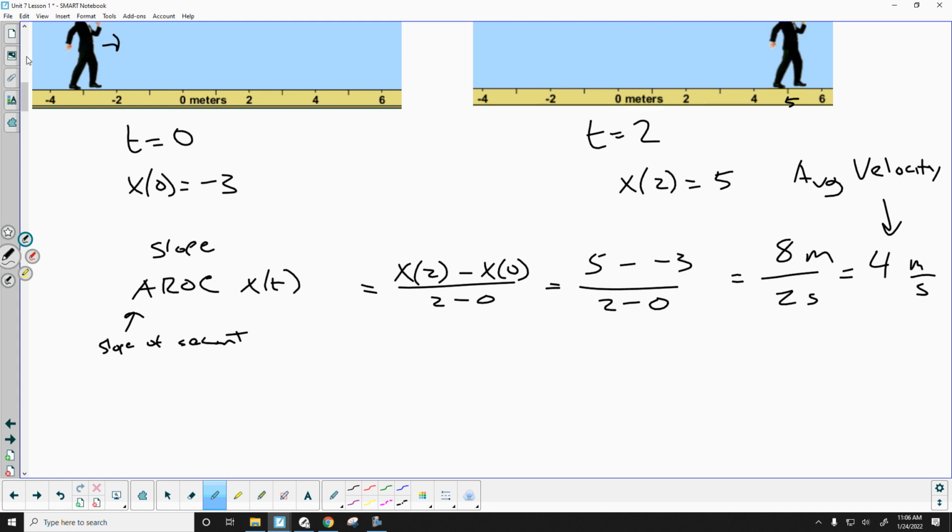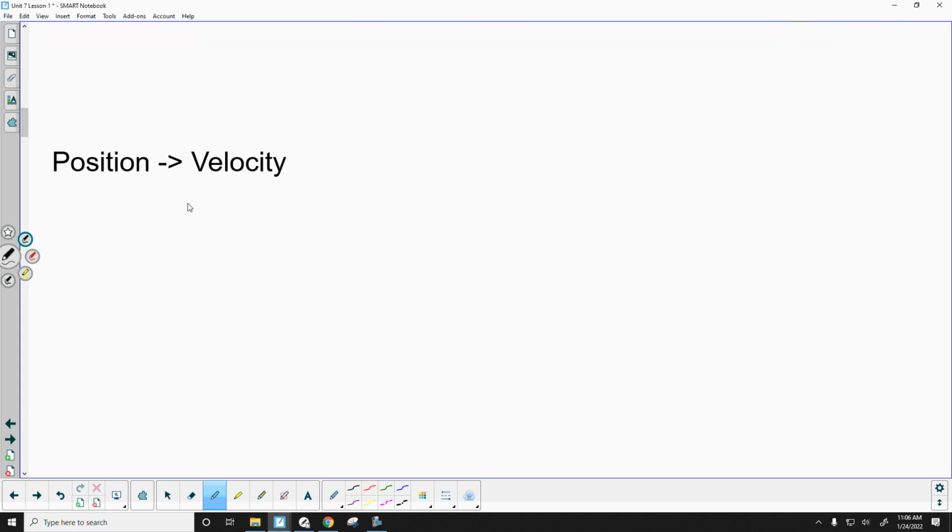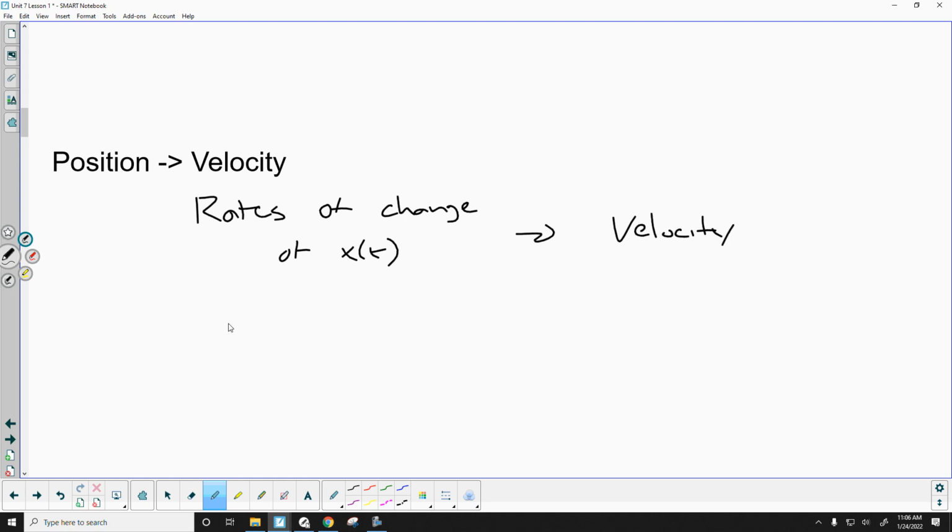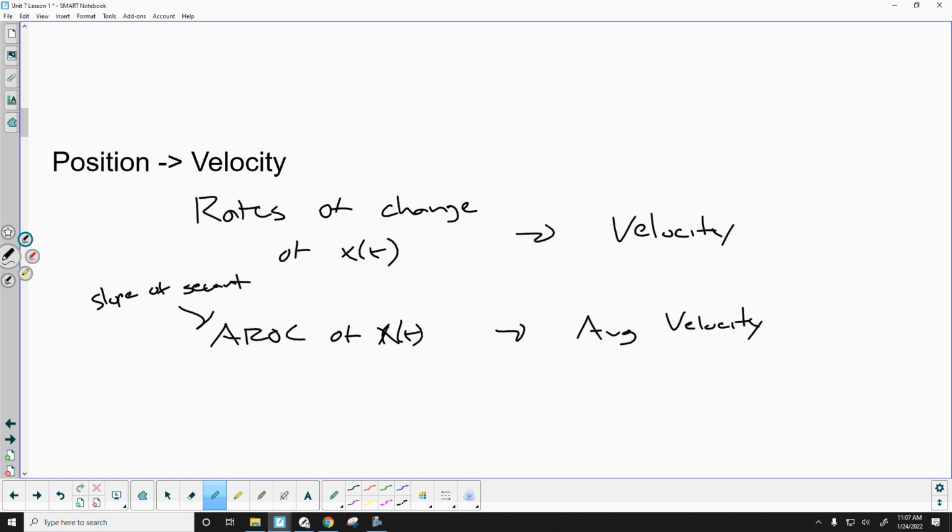Okay, so rate of change of position gives us velocity. An average rate of change of position must give us an average velocity. Slope of a secant. Slope formula.